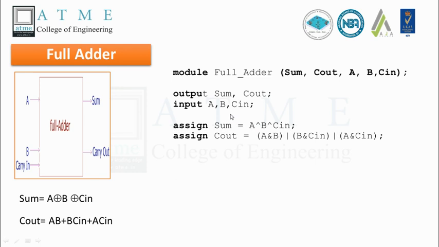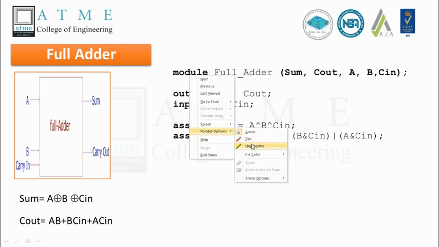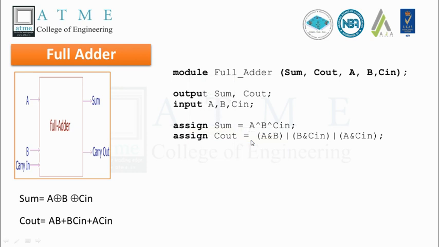Straight away, we will establish the relation between the input and output through data flow statement. A data flow statement should be specified through a keyword called assign. Assign is the keyword which assigns the calculated value of the RHS to the LHS. Here the sum is equal to A XOR B XOR C in.